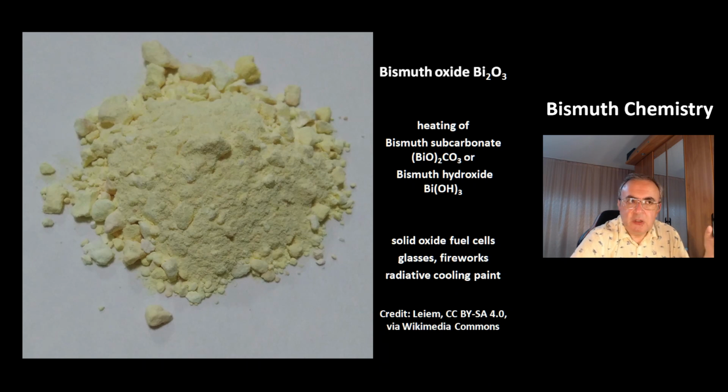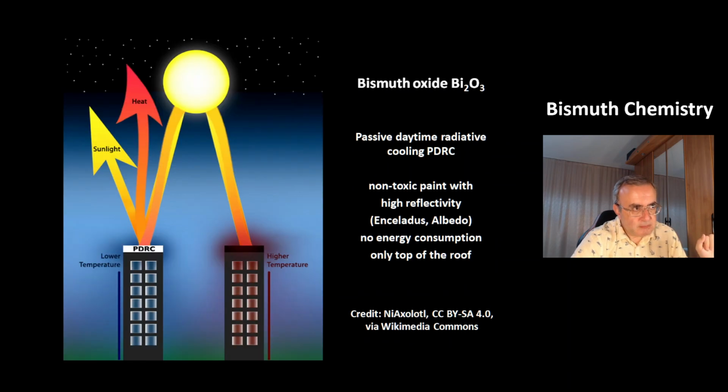This is another important compound, bismuth oxide, Bi2O3. It can be made by heating of a bismuth subcarbonate or bismuth hydroxide. There are several uses for this compound, for example, in a solid oxide fuel cell, or for glasses or fireworks, or as a radiative cooling paint. This is how it works.